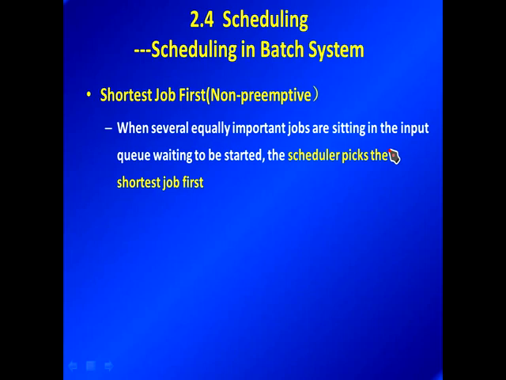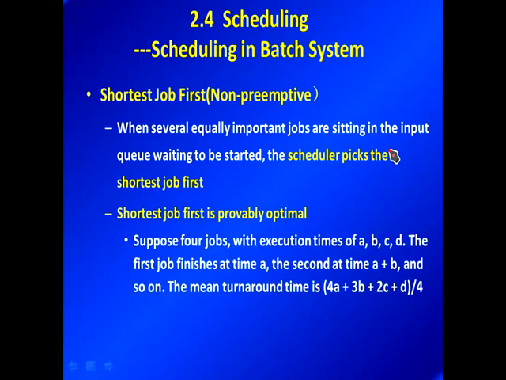The basic idea for this algorithm is very simple too, because you just need to choose the shortest job every time the scheduler is called. It just picks the shortest job in the waiting queue. So of course you need to know the estimated execution time for each job.